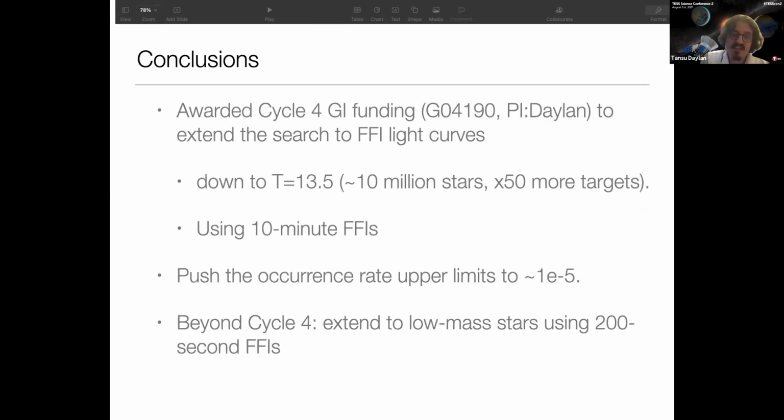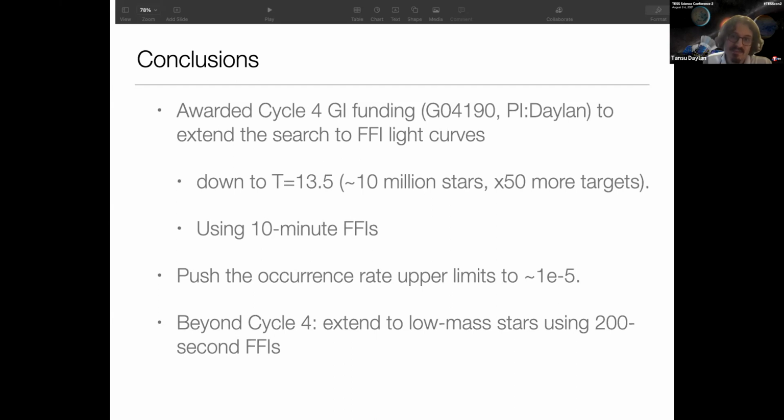As the next step, we have an awarded cycle 4 proposal to go back and do this for all FFI light curves down to a limiting magnitude of 13.5. That adds up to about 10 million stars, which is about 50 times more than what we have looked at. So we are really drilling down the occurrence rate plot to make sure that there's nothing missing.